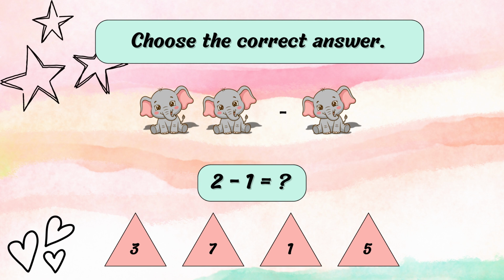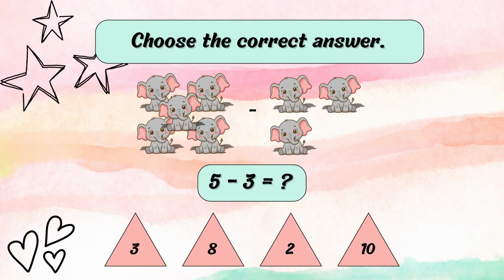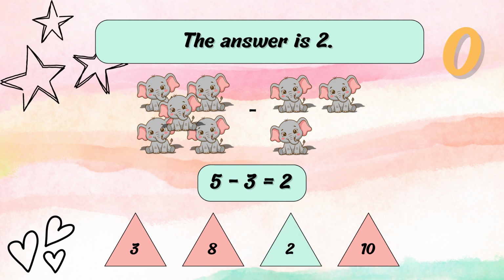Choose the correct answer. 2 minus 1 equals? The answer is 1. 2 minus 1 equals 1. Choose the correct answer. 5 minus 3 equals? The answer is 2. 5 minus 3 equals 2.